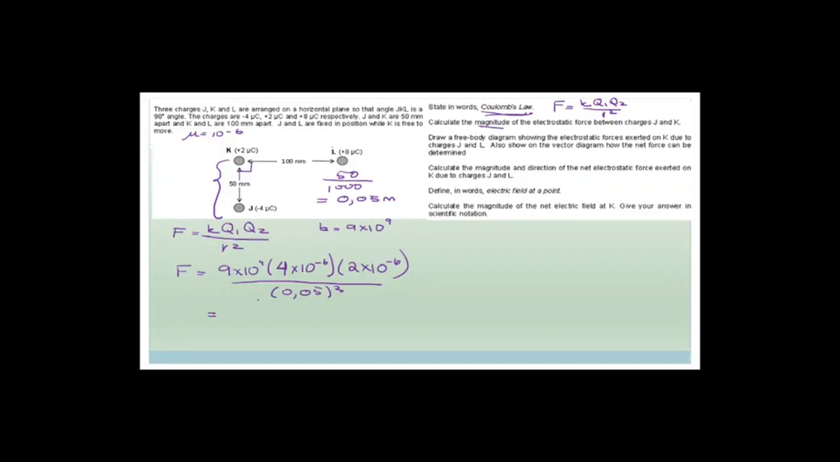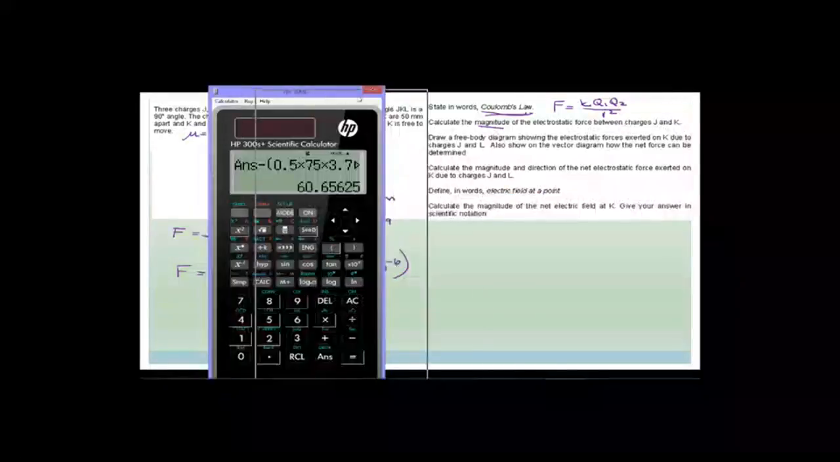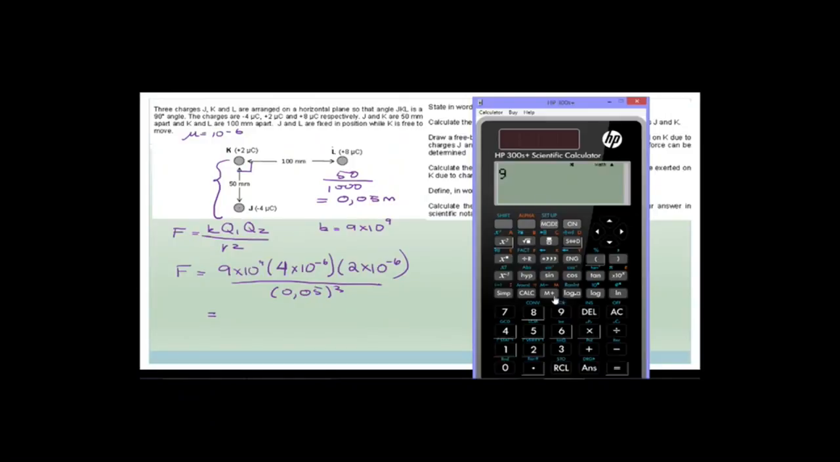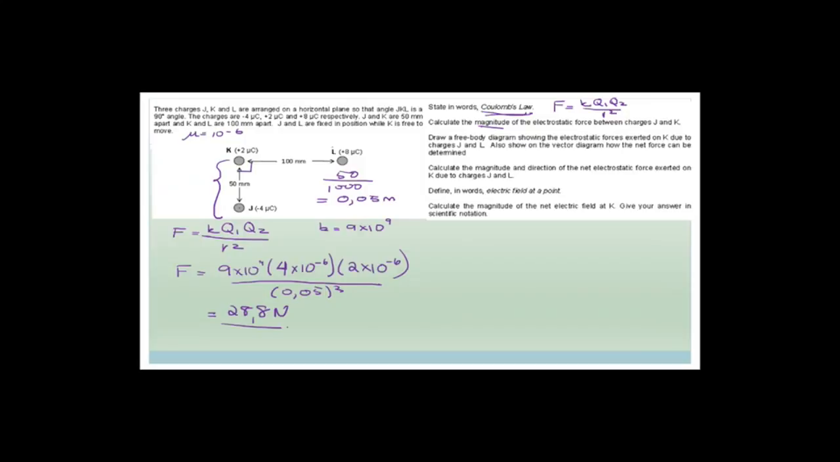Right, so let's pop this in our calculator. So it becomes 9 exponent 9 multiplied by 4 exponent -6 multiplied by 2 exponent negative 6 equals, divided by bracket 0.05 bracket squared equals. So F is 28.8 newtons. This force here is 28.8 newtons.